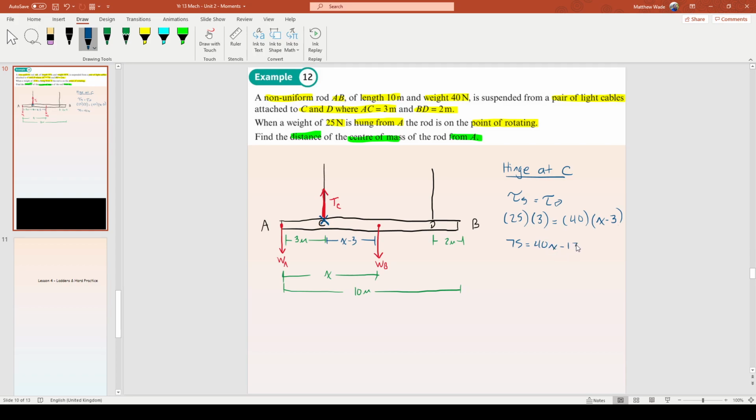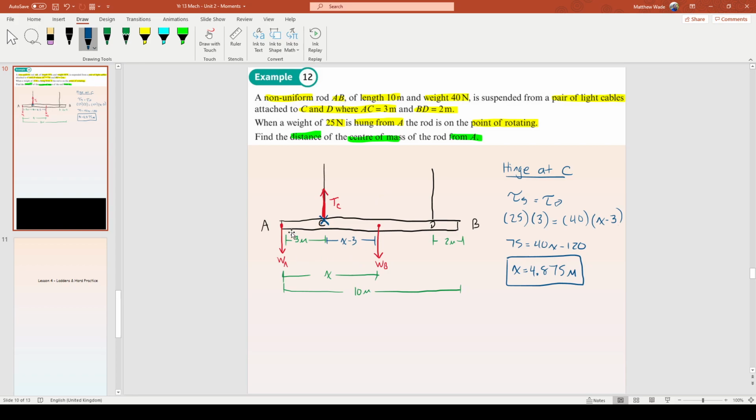(X take away 3), which is 40X take away 120. So I'm going to do the calculator just to make sure I don't make a mistake. 75 plus 120 equals, divided by 40 equals, and we've got 4.875. Cool beans, my buddies. That is the distance of the center of mass all the way from A.